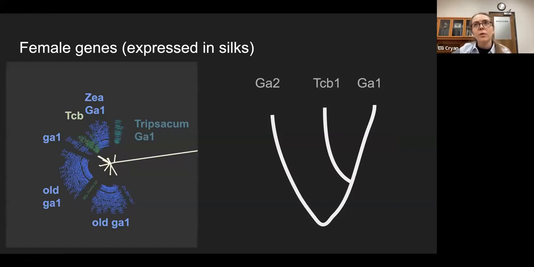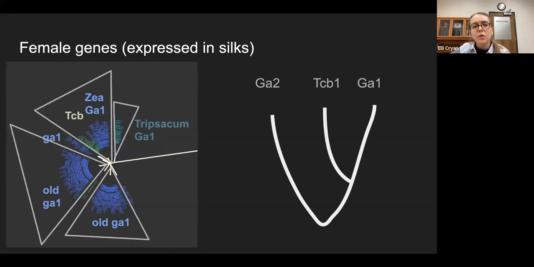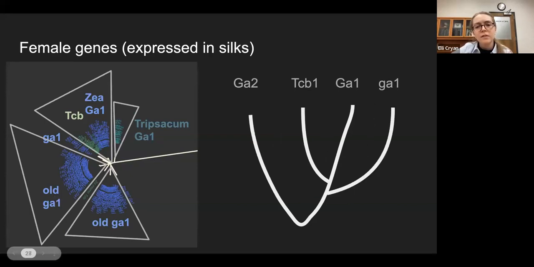So this rough sketch shows what we expect these genes to look like in terms of how related they are to each other. We expect TCB1 and GA1 to group together and then GA2 to be an outgroup. But in this tree, it looks like we actually have this set of old GA1 genes, these inactive GA1s. They have a very conserved sequence, even though they're inactive, and they seem to actually diverge from a branch subtending the split between TCB1 and GA1, which is surprising.